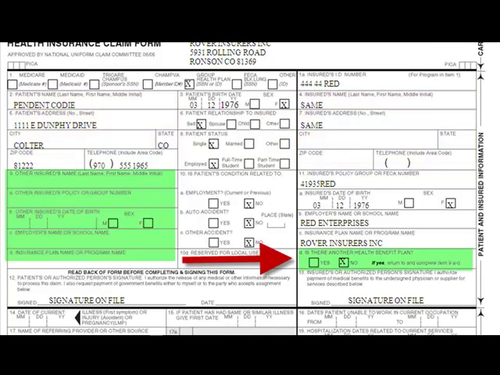The next one is 11D. If you mark yes in 11D, then you must fill out box 9. When you mark 11D yes, it says that there is another insurance company and you must fill out that information in 9. If you mark yes and don't fill out box 9, it is a deniable claim and there is no reimbursement.